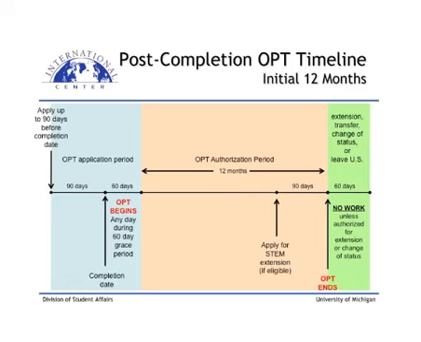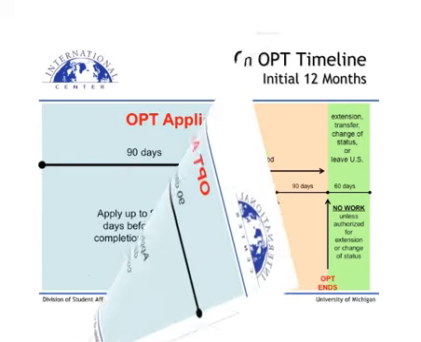If you would like to print a copy of this post-completion OPT timeline, please pause this video, click on the link labeled Post-Completion OPT Timeline, and a PDF version of this timeline will pop up and you will be able to print it for your records.